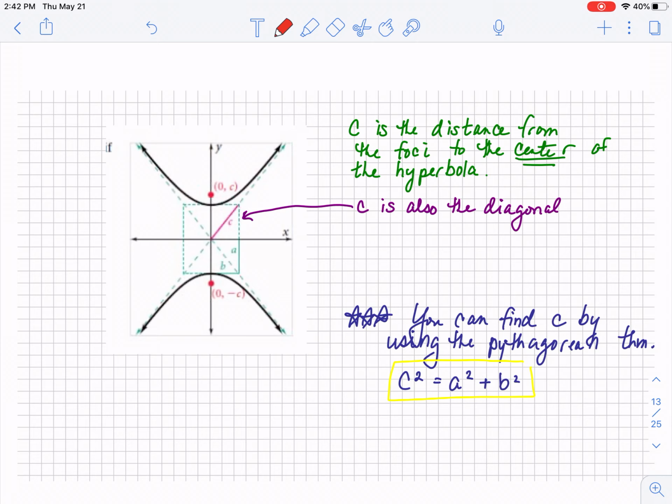Now we have to talk about c. We have to talk about where the foci are. Well, the foci are always going to be on the transverse axis. They're always outside of the hyperbola.